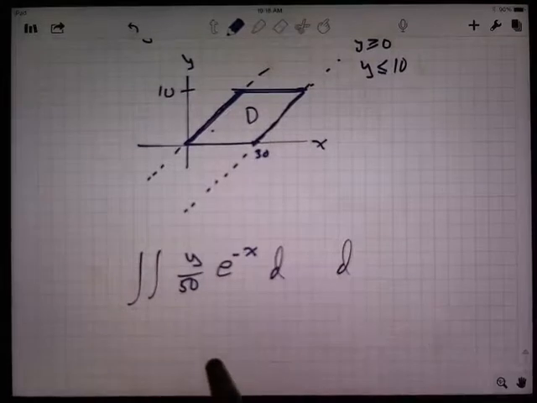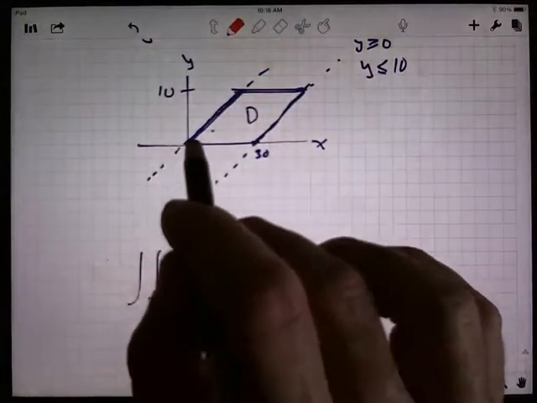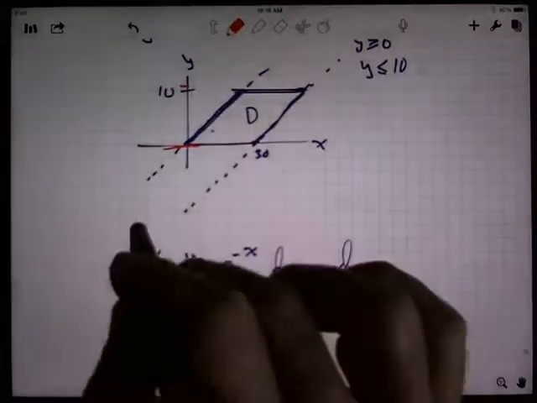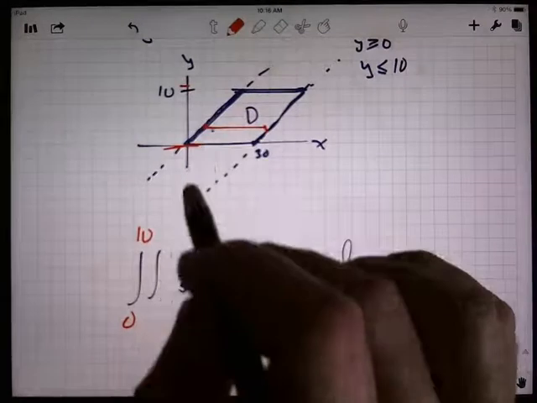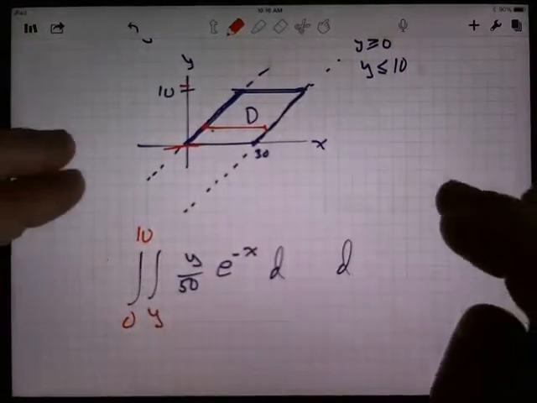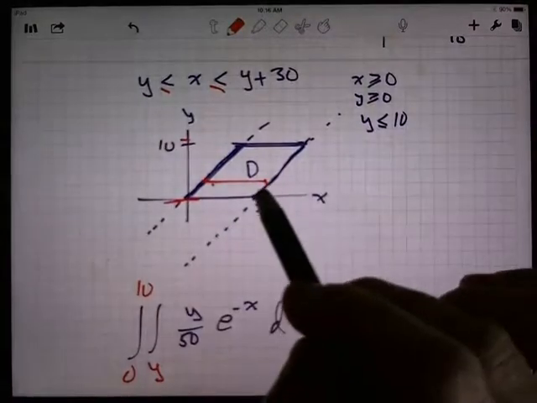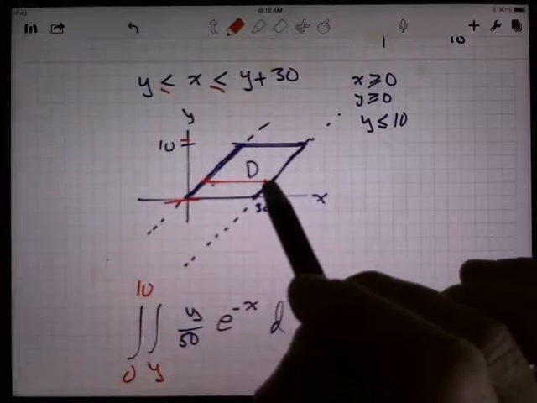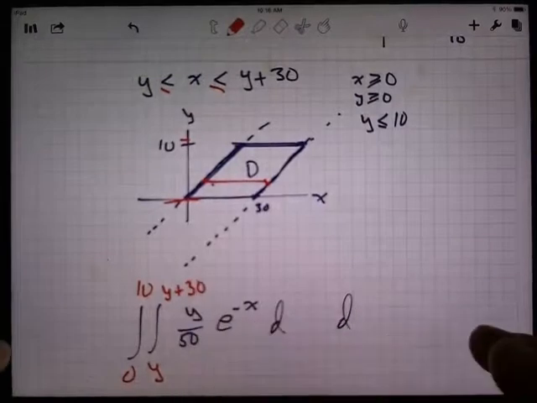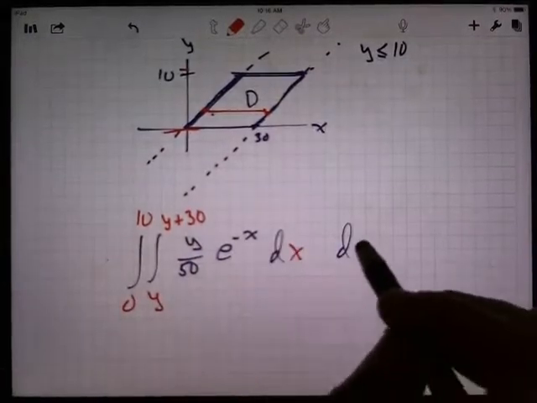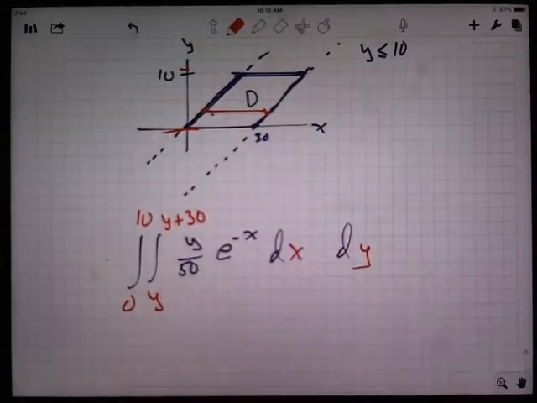It looks to me like the easiest way to do that is horizontally. For each value of y between 0 and 10, x runs from this line out to that line. This is the line x equals y, that is, this condition here, and the upper value for x is when x is equal to y plus 30. As long as Xavier arrives between Yolanda's time and 30 minutes after Yolanda's time, then they will meet.